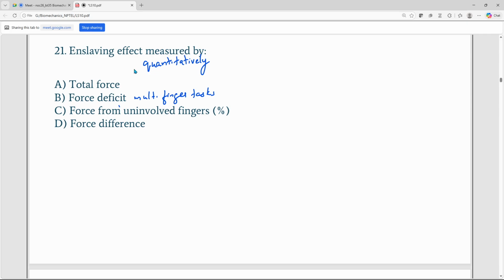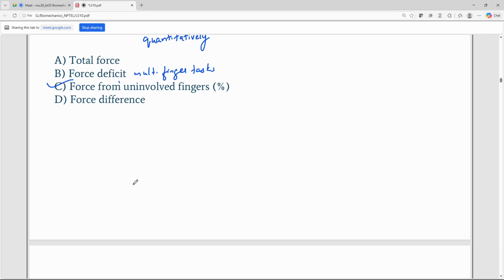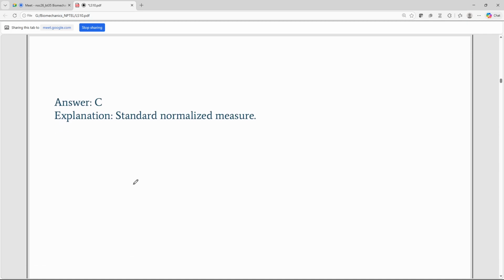Yes, correct answer, option C, force from uninvolved fingers, or the force produced by the uninvolved fingers as a percentage of the maximum force in the single finger task. Answer is option C.